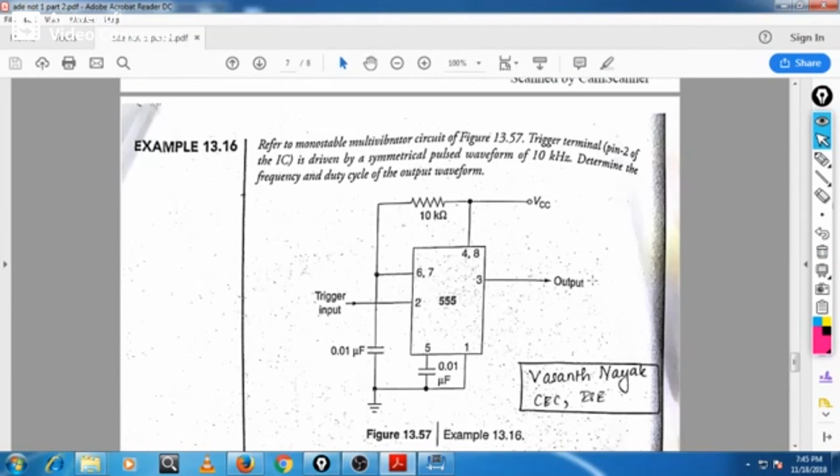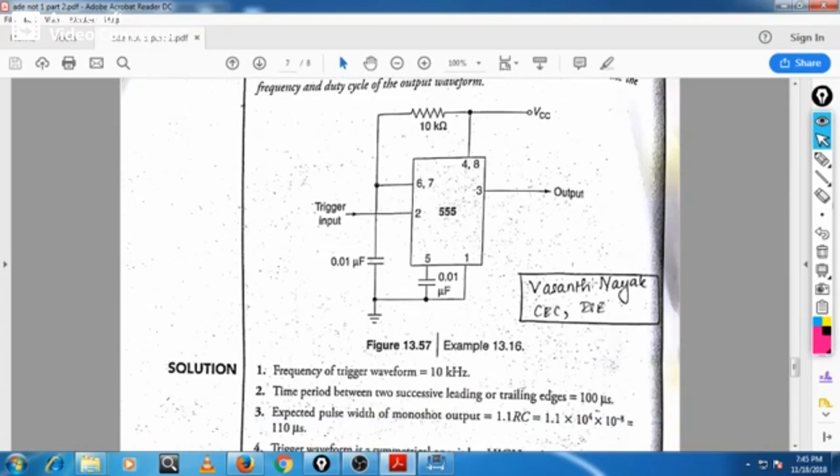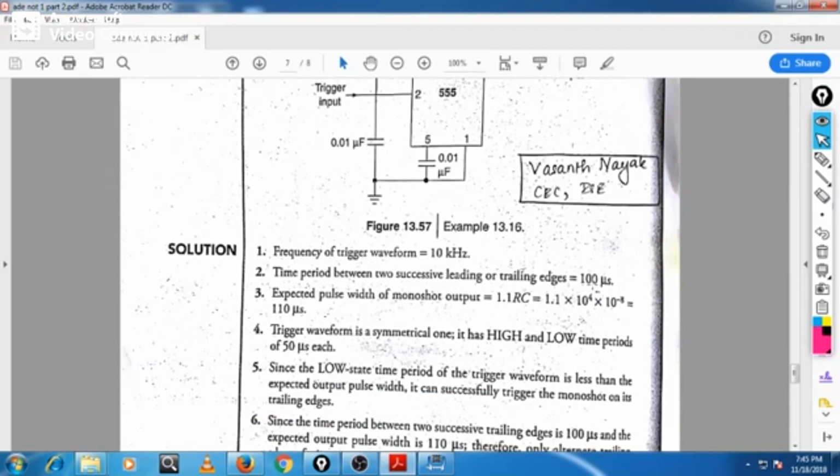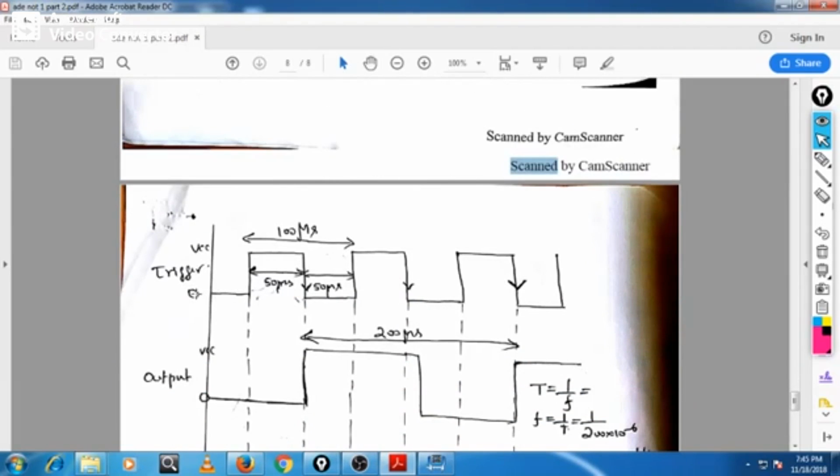That is nothing but 100 microsecond. Now here you can see this is the trigger waveform of 100 microsecond time period, that is 50 microsecond for on and 50 microsecond for off. One more thing you have to make a note: this is the trailing edge of the trigger.